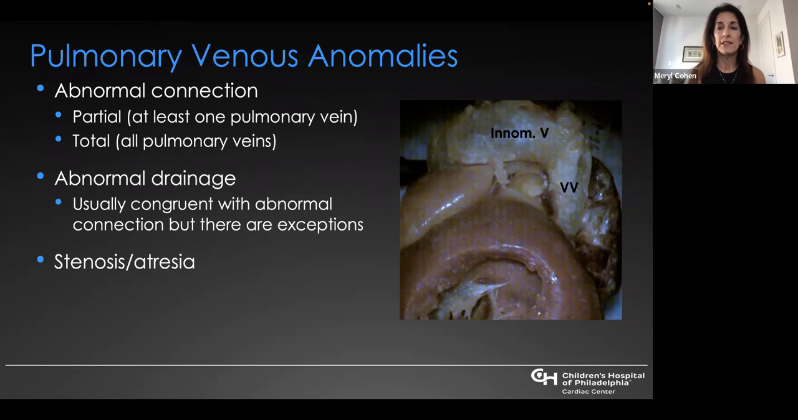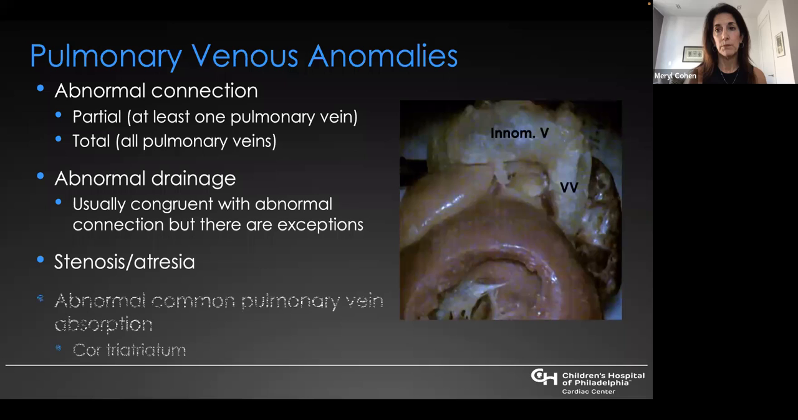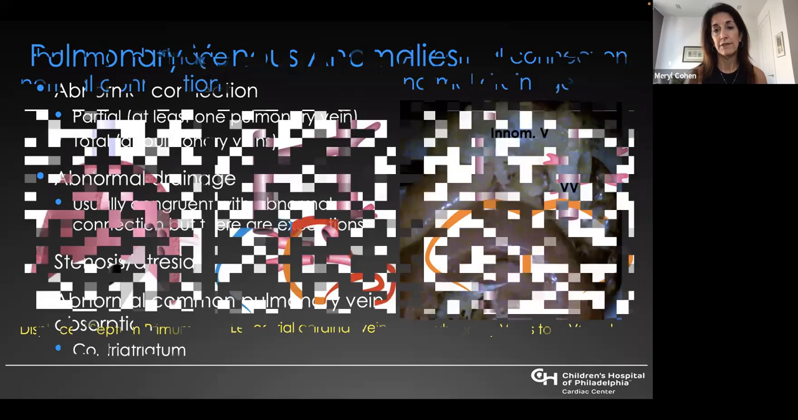And then you can have disease within the pulmonary veins itself, either pulmonary vein stenosis or atresia or pulmonary veno-occlusive disease. These are diseases that carry very poor prognosis. And then you can have abnormal common pulmonary vein absorption, which leads to cor triatriatum. Some people call this divided left atrium.